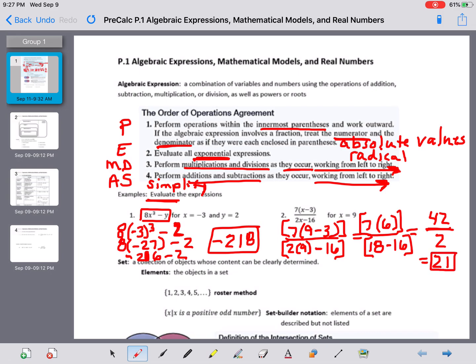Order of operations, be careful with it. Take it slowly, okay? I won't throw huge ones at you, but just remember what order you need to work in. All right, so quick review. We've done it a lot. Hopefully that makes sense.